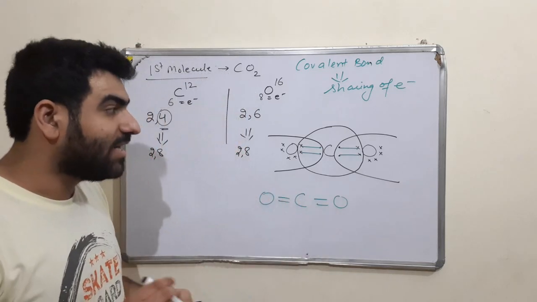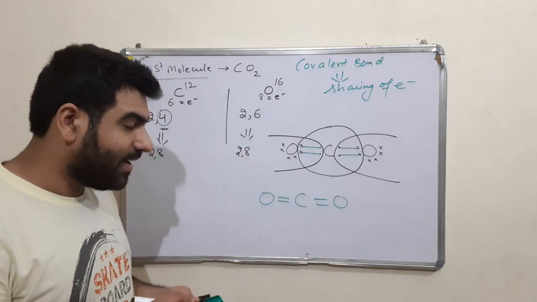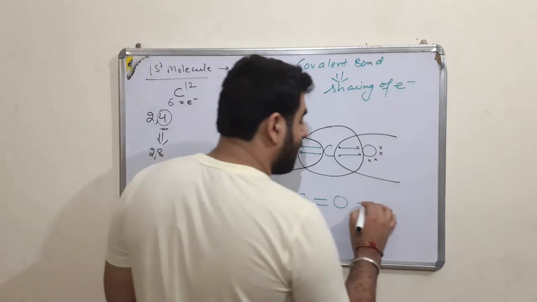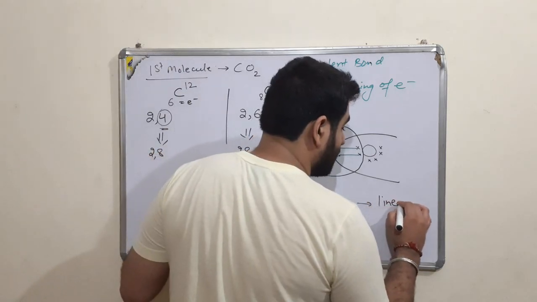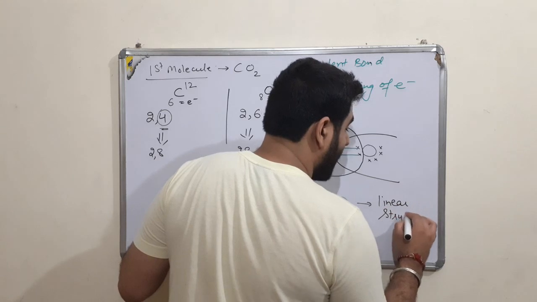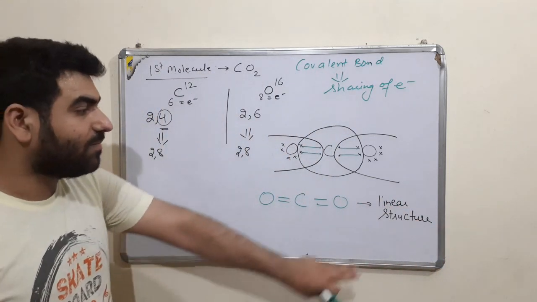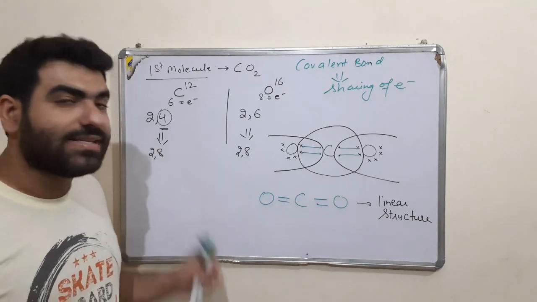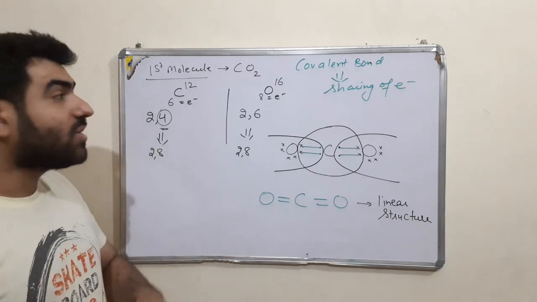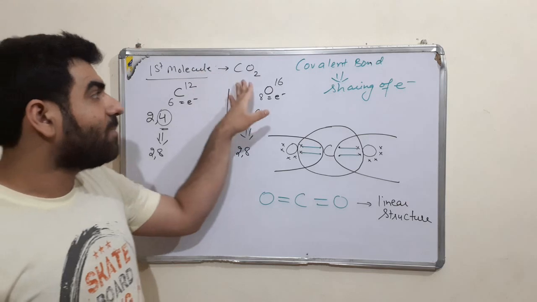So this is the final structure of carbon dioxide, and this structure of carbon dioxide is a linear structure. As we can see, it is in a single line. So this is a linear structure. All right, so carbon dioxide is a linear structure. So this was all about our first molecule, carbon dioxide.